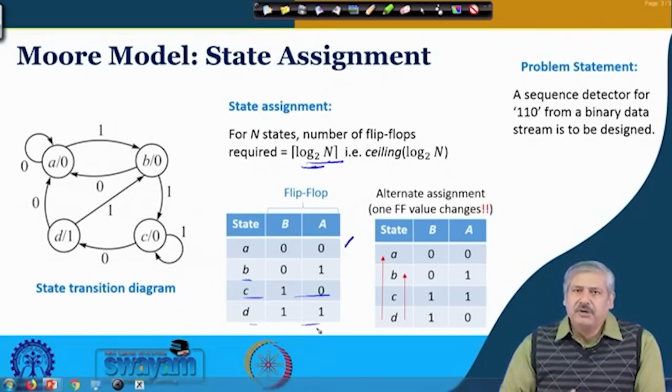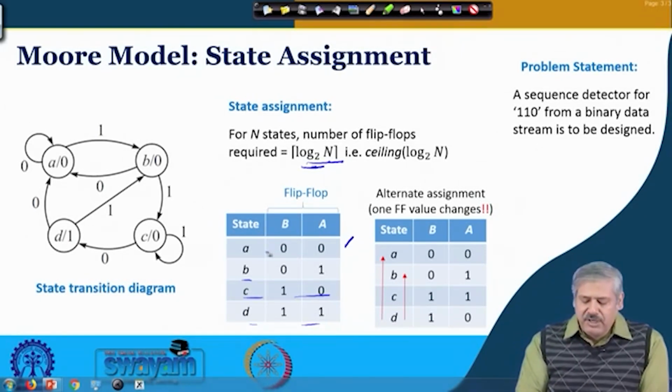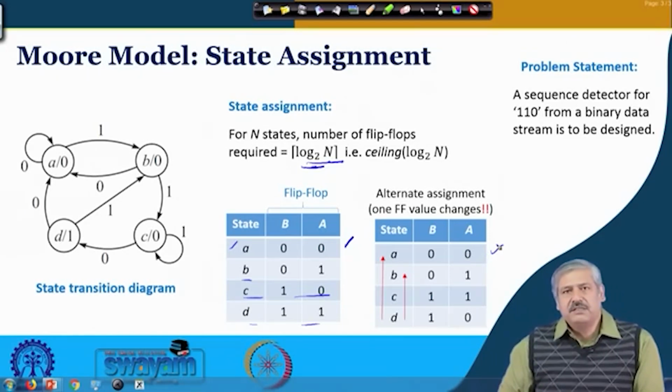But there could be an alternate way of doing things also, and which one will give a simpler, less complex circuit, in the sense of less combinatorial hardware, cannot be told in advance, since the number of flip flops remains the same. That needs to be worked out and seen. One more assignment could be that only one flip flop value changes as we move from A to B to C to D. So, we can guess that the requirement for changing and the complexity related to the combinatorial circuit may be less.